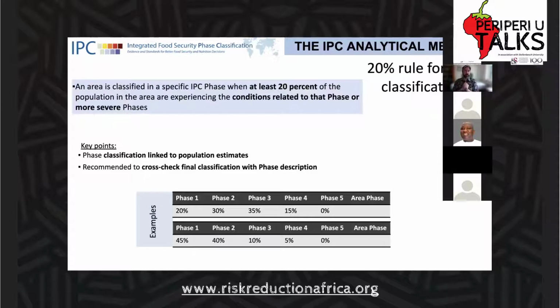But I wondered, again, if we can just use the chat function here. I've given you two examples. If you look at the top example there with phase 4 at 15, phase 3 at 35, phase 2 at 30, and phase 1 at 20, I wonder if you could just put in the chat box what the correct phase classification for that area would be. I'll give you a minute or two to do that. Anyone have any idea? Have I lost you? Okay.